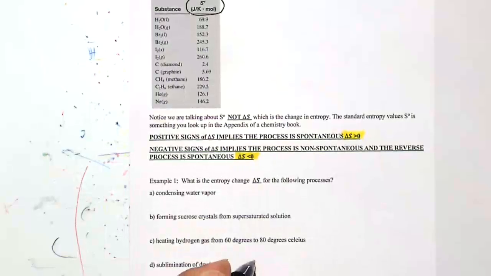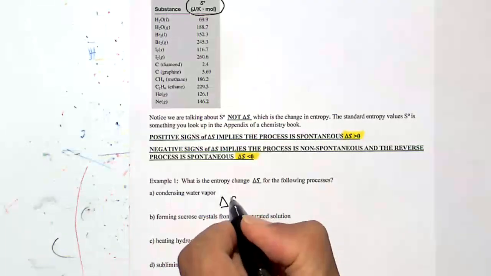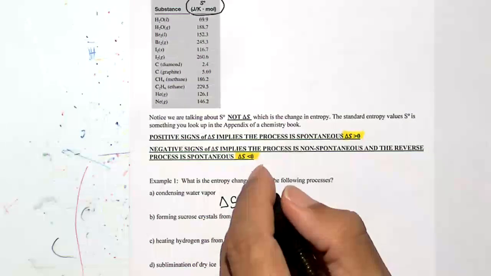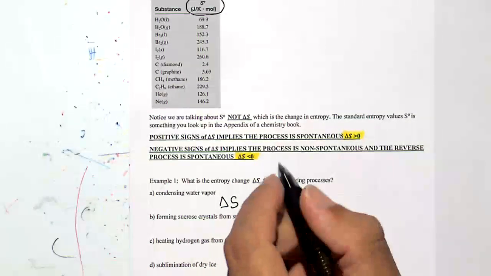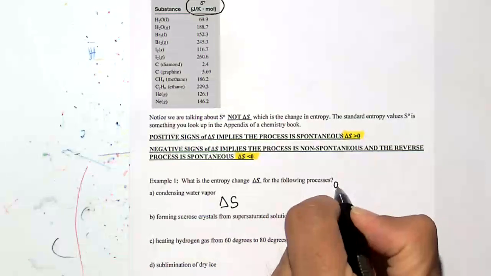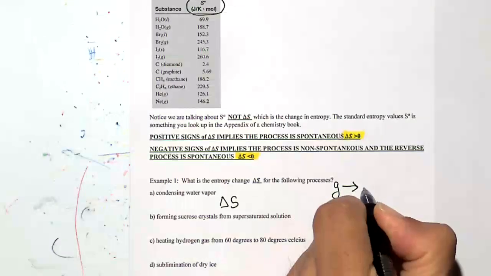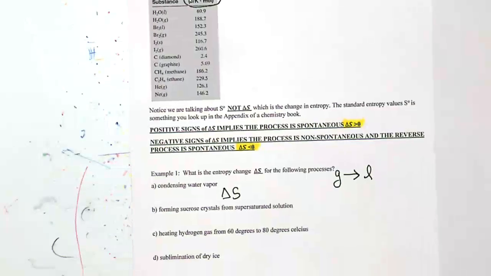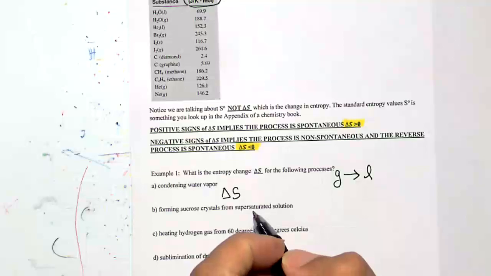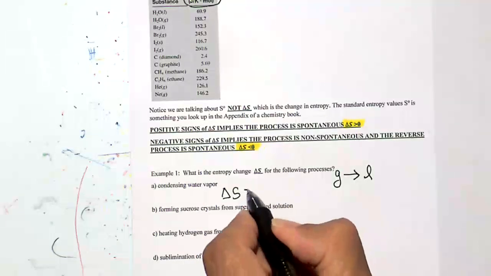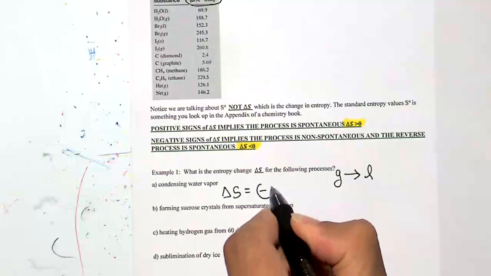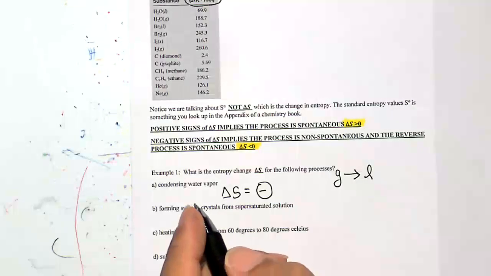All right, let's see if we can quickly do these, and then I'll see you all on Tuesday. Condensing water vapor: more order or more disorder? What is condensation? On your car windows, gas to a liquid. So what would delta S be? Negative. Very good.